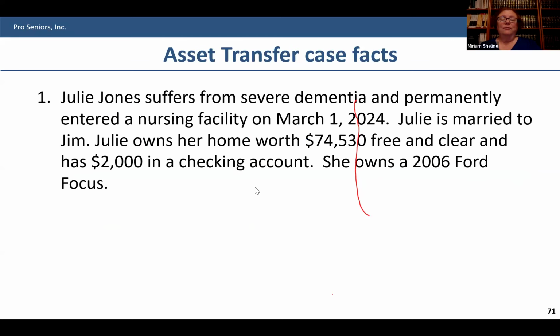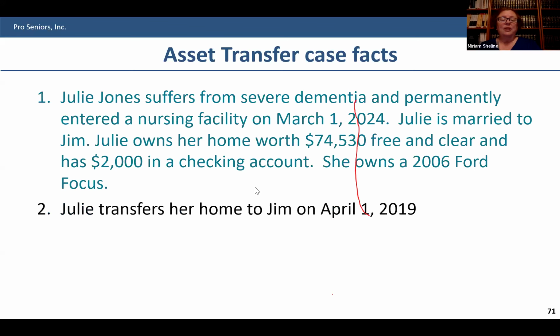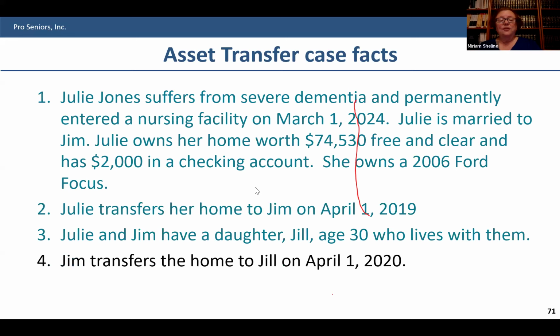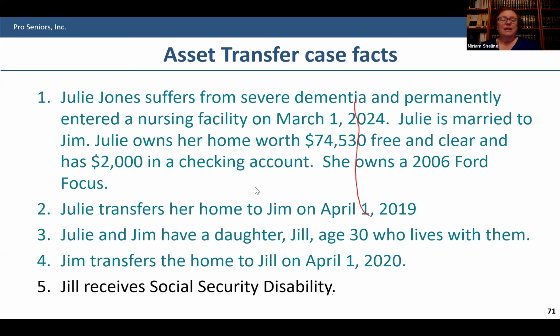All right, let's do a little review of our asset transfers. Okay, again, Julie went into the nursing home March 1st. She's married to Jim. She owns her home. She has $2,000 in a checking account. She owns a 2006 Ford Focus. She transfers her home to Jim on April 1st of 2019. Julie and Jim have a daughter, Jill, age 30, who lives with them. Jim transfers the home to Jill on April 1st of 2020. Jill receives Social Security disability.